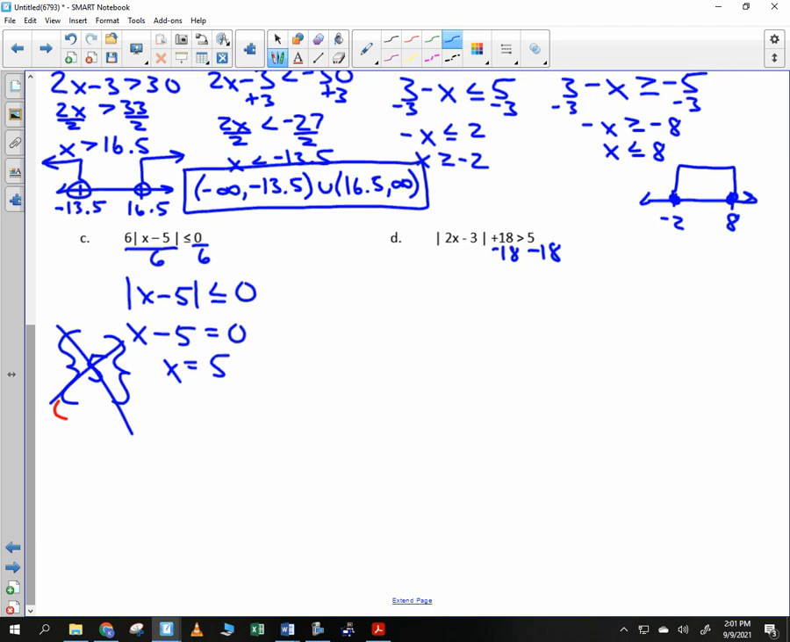So I subtract the 18. I get the absolute value of 2x minus 3 is greater than negative 13. Uh-oh, I've got a negative on the other side. Light bulb goes off in my brain. An absolute value is always greater than a negative. So all reals will work in that situation.